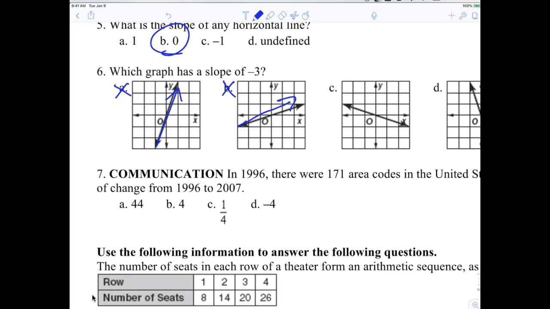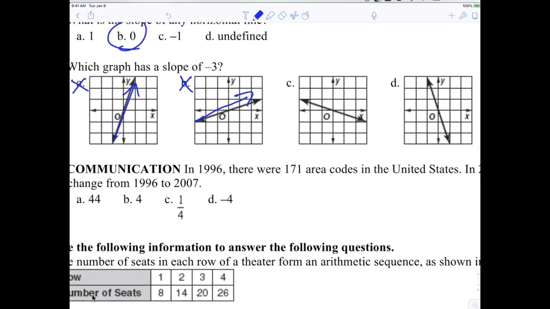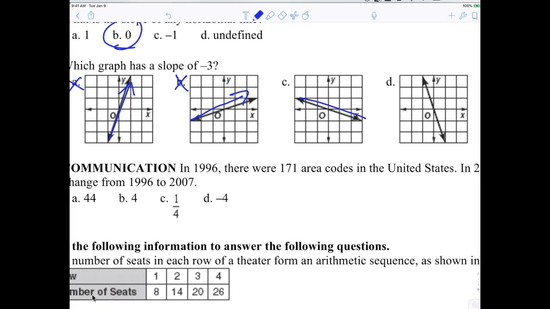Now, how do I know I'm going up? Remember, you read numbers from left to right. So C is going down the mountain. Therefore, those slopes are negative, and these slopes are positive.